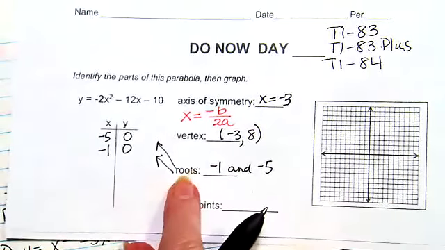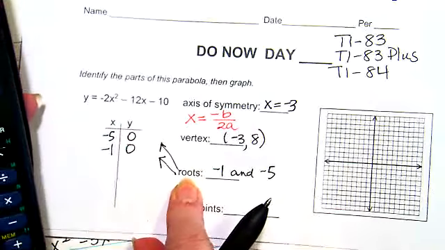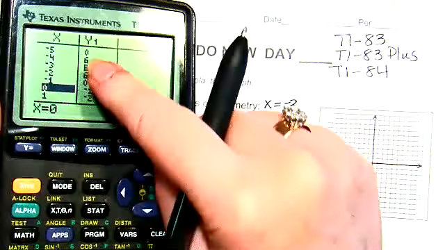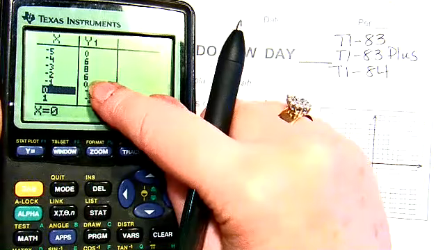So, that's one of the reasons another name for roots is zeros, because you're looking for where it is 0.